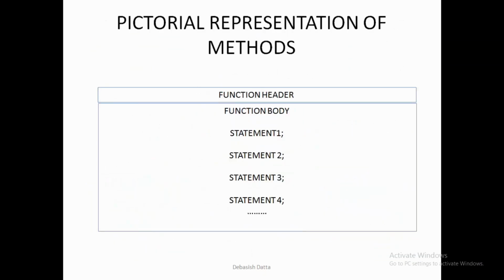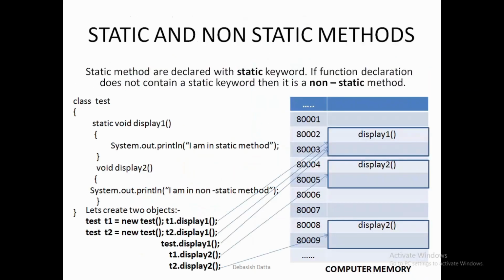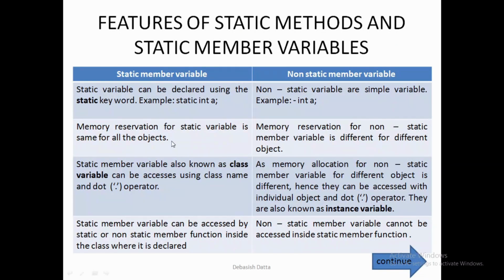That is what is shown in this point. Memory reservation for static variables is the same for all the objects, and memory reservation for a non-static member variable is different for different objects, as we have seen. Now a static member variable, also known as a class variable, can be accessed using the class name and dot operator, as the memory reservation for static member variables is the same for all the objects.